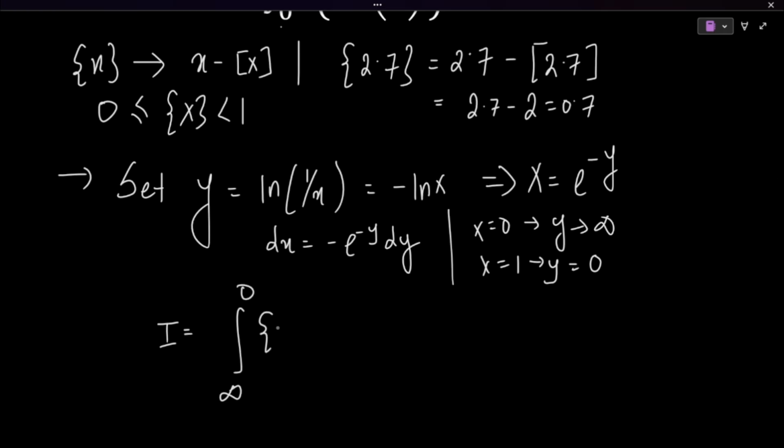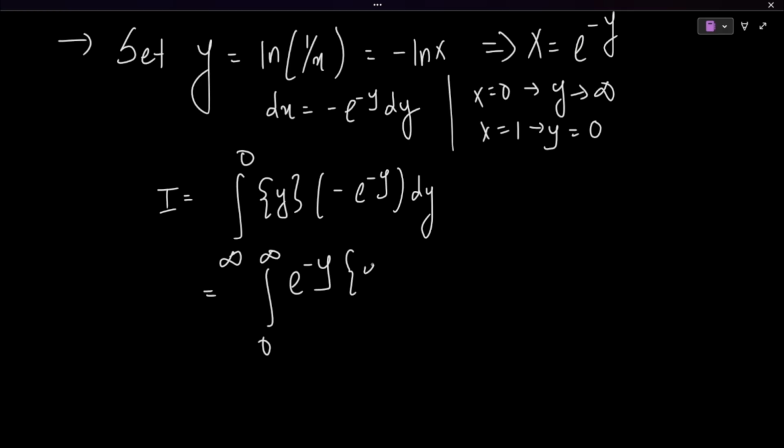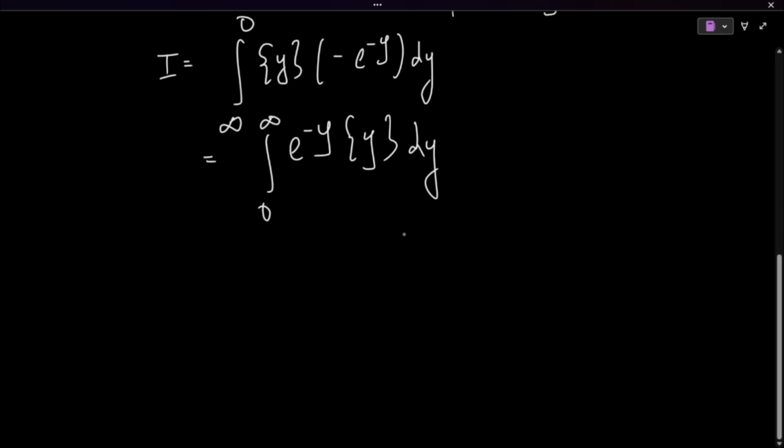Inside, the entire fractional part has been turned into the fractional part of y because that's what we have set. And the dx part, which we also found out, is going to be minus e to the power minus y dy. Now, use the minus to swap the integral limits and you should simply get the integral from 0 to infinity of e to the power minus y times the fractional part of y dy. Now, we can always evaluate this kind of integral by breaking the integral, pardon me.